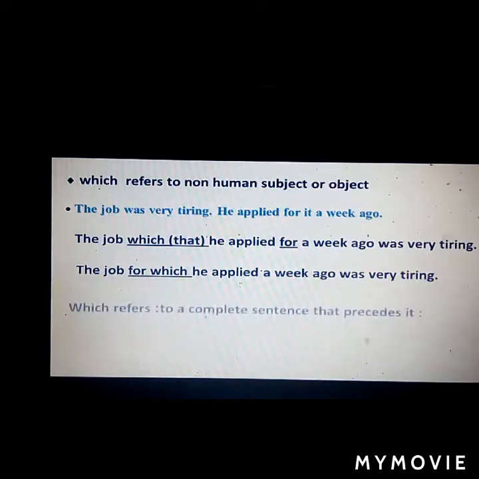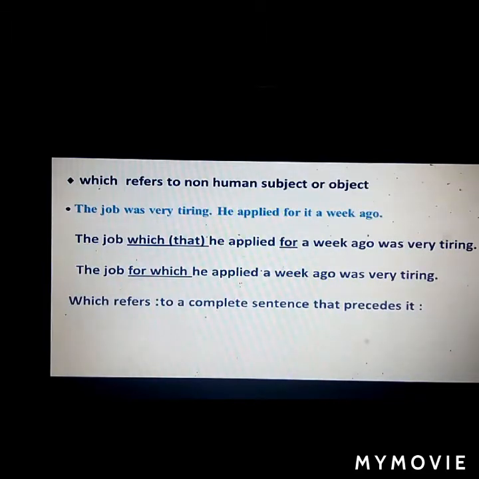Which refers to a complete sentence that precedes it. ممكن which تحل محل جملة كاملة سابقة ليه. زي ايه الكلام ده؟ He got very bad marks in the test. جاب درجات سيئة. Which made his parents very sad. الموضوع ده أحزن his parents. عشان كده إن شاء الله نتمنى إن انتوا كلكم تجيبوا درجات نهائية وتبسطوا parents كلهم، تبذلوا جهدكم إن شاء الله. ف which هنا refer to the first sentence completely، كل الجملة الأولى.